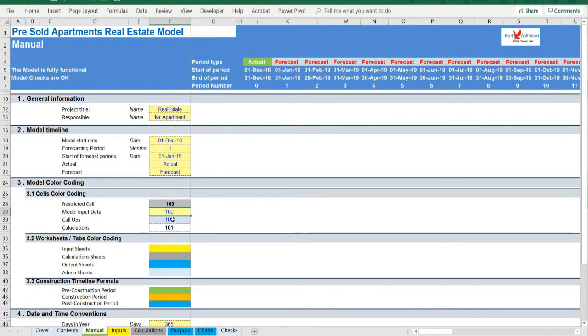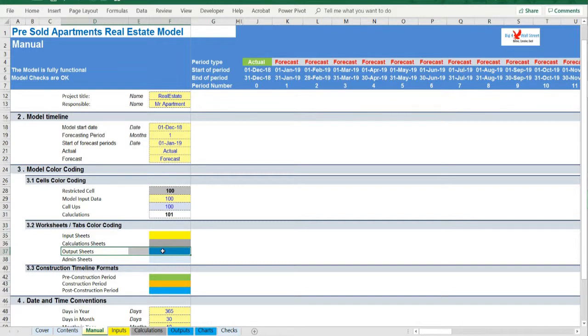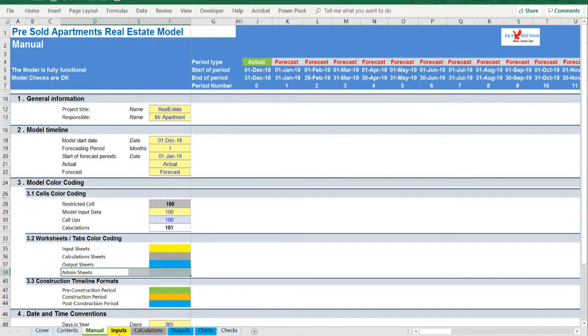Inputs are always depicted with a yellow fill and blue letters, call-ups, that is direct links from other cells, are filled in light blue with blue letters while calculations are depicted with white fill and black characters. There is also a color coding for the various tabs of the model. Yellow tabs are mostly assumptions tabs, gray tabs are calculations tabs, blue tabs are outputs tabs, that is effectively results or graphs, and finally light blue tabs are admin tabs, for example, the cover page, contents, and checks.